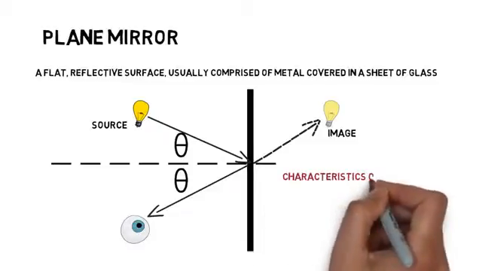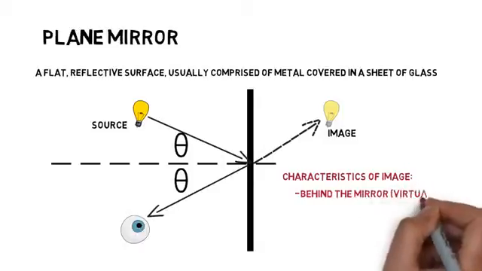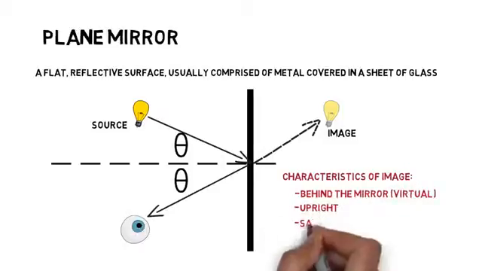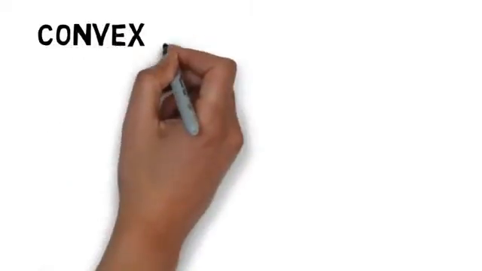The characteristics of an image formed by a plane mirror include that the image is behind the mirror or virtual, upright, the same size as the object, and also the same distance from the mirror. Now let's move on to convex lenses.